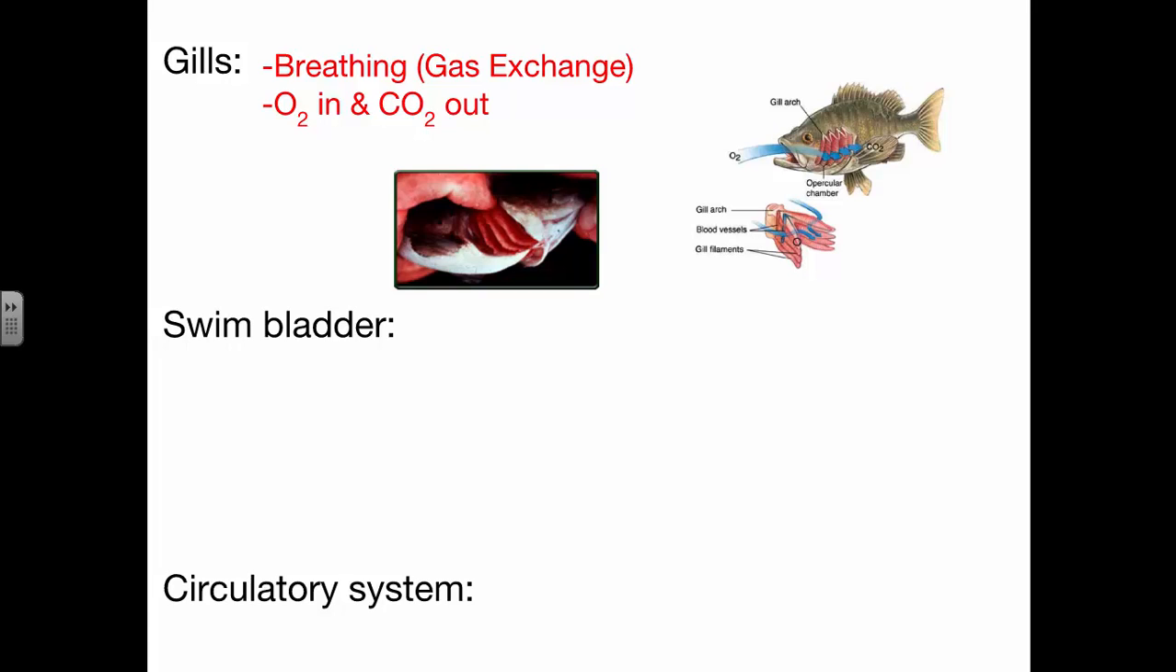Here you can see there's a covering over them usually. Like if you look at a fish, you don't see the gills. They have a covering called the operculum. But if you lift that operculum up like they're doing in this picture, these are the gills. See, they're very bright red because they're filled with oxygen-rich blood.